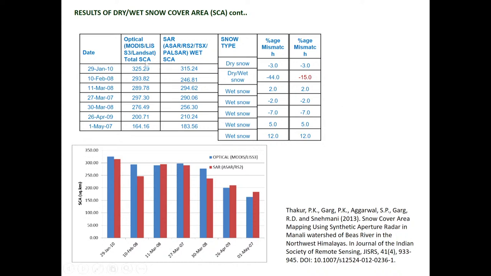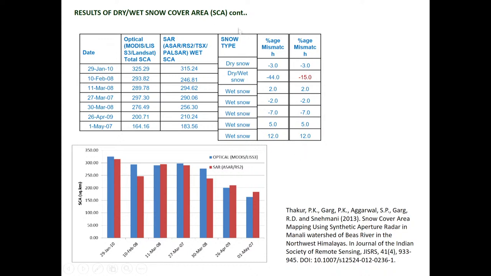Even we have used the optical remote sensing data. How much snow cover is retrieved using the optical remote sensing data, and how much snow cover has been retrieved using the SAR data. So there is a good comparison between the optical and SAR data. Whenever we have cloud present in the optical data, we can improve our snow cover analysis using the SAR data sets. So this is the condition of dry snow and wet snow, and how much match we have achieved.